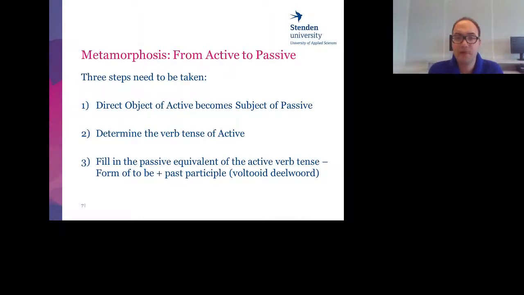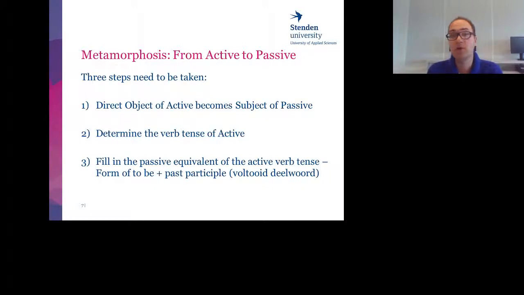When do we use which verb tense? And the third and final step is that you need to know that a passive sentence always consists, as far as its form is concerned, and what it looks like, of a form of the verb to be plus the past participle, het voltooid deelwoord. So a form of to be that depends on the verb tense of the active sentence, whether it's present, past, or future, or present perfect for that matter, and the past participle, het voltooid deelwoord.